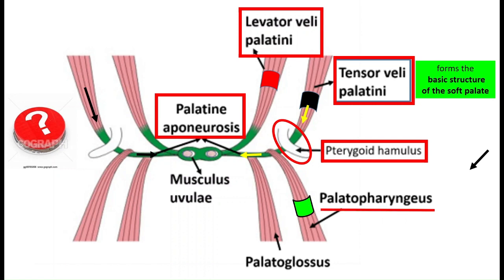And then we have two muscles coming down. These two muscles are going to make two arches. The posterior one is the palatopharyngeus, which goes from the soft palate to the muscular wall of the pharynx, and we have the palatoglossus, which is either going to depress or bring down the soft palate, or it is going to elevate the tongue for a very short distance.